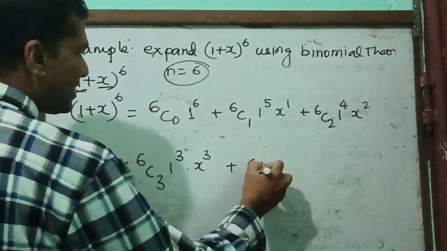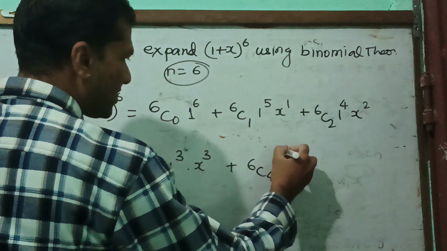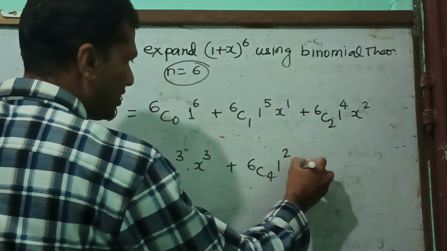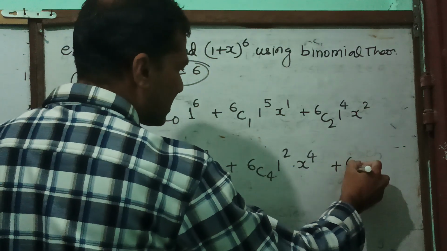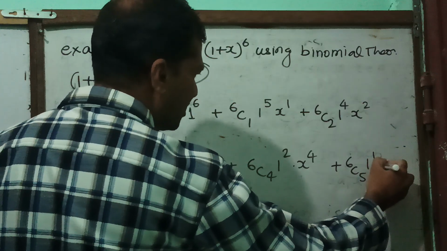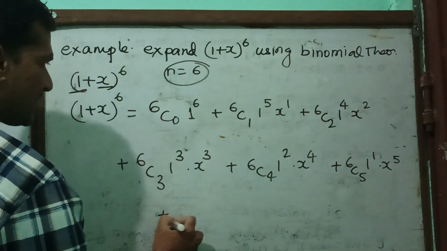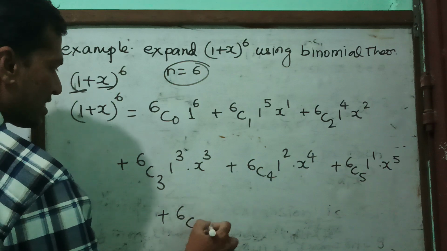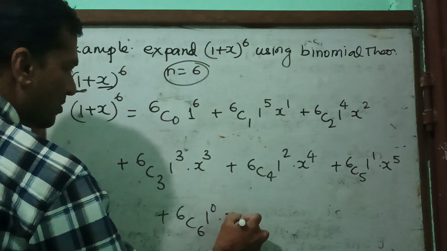Then 6C4, 1 to the power 6 minus 4, that is 2, into x to the power 4. Then 6C5, 1 to the power 6 minus 5, that is 1, into x to the power 5. Now the last term is 6C6, 1 to the power 0 and x to the power 6.